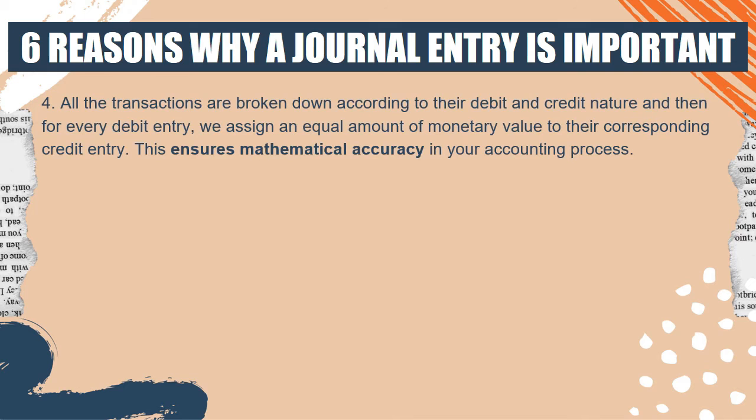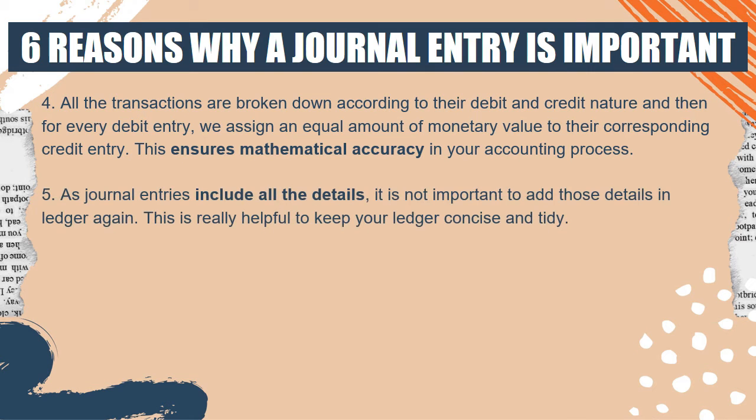Next, all the transactions are broken down according to their debit and credit nature, and for every debit entry, we assign an equal amount of monetary value to the corresponding credit entry. This ensures mathematical accuracy in your accounting process. Next, as journal entries include all the details, it is not necessary to add those details in the ledger again. This is really helpful to keep your ledger concise and tidy.